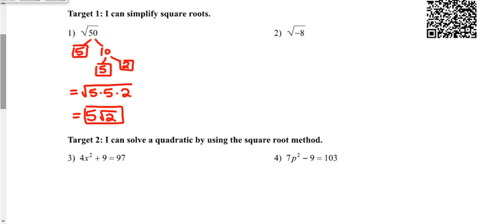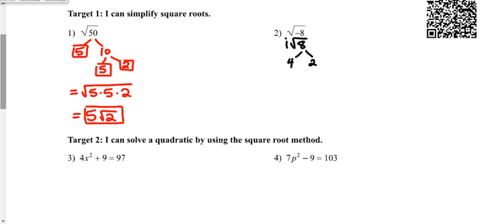And you can actually plug in 5 square root 2 to your calculator, and it should give you the same thing that the square root of 50 gives you. Very similar process over here on number 2. The only difference is there's a negative under the square root, so I'm going to put an i on the outside and make it positive.